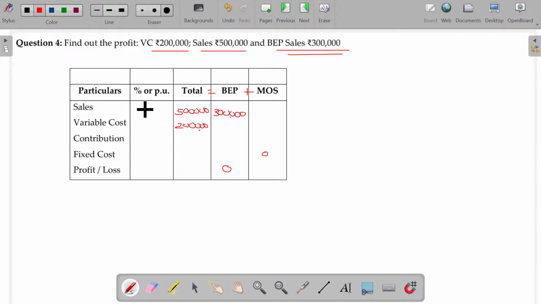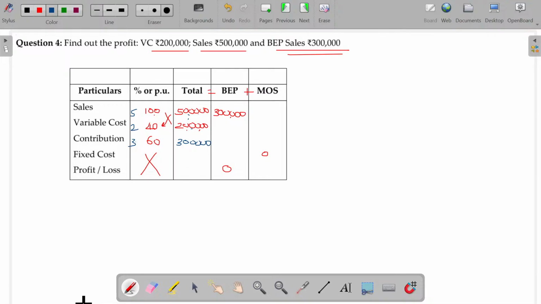Usually, if nothing is stated, then sales is assumed to be 100. 5 lakhs being 100, then what about the 2 lakhs? If you do the cross multiplication, 100 into 2 lakhs by 5 lakhs, 40%. From the 100, 40 is subtracted, the contribution being 60. You need not show fixed cost and profit and loss either in per unit or percentage column. So from this it is very clear the relationship among the three: 5 share being the sales, 2 share being the variable cost, 3 share being contribution. As you know, 5 share is the 5 lakhs in total, 2 share is 2 lakhs and contribution should be 3 share.